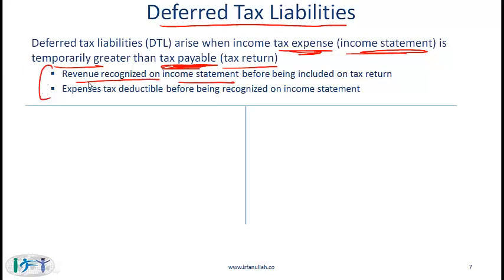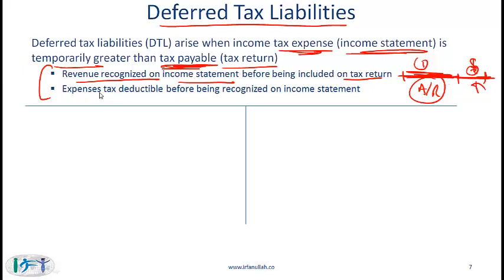This might happen because we recognize revenue on the income statement before recognizing it on the tax return. And this can happen when we have revenue recognized in one period, but the cash is actually received in the next period. Revenue is recognized and accounts receivable is booked. So as far as our income statement is concerned, we can show the revenue. But since the cash is coming in the next period, the tax return will actually show the revenue over here. This is going to create a deferred tax liability.